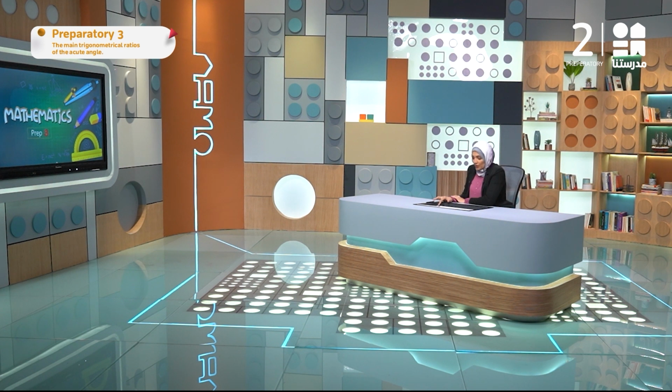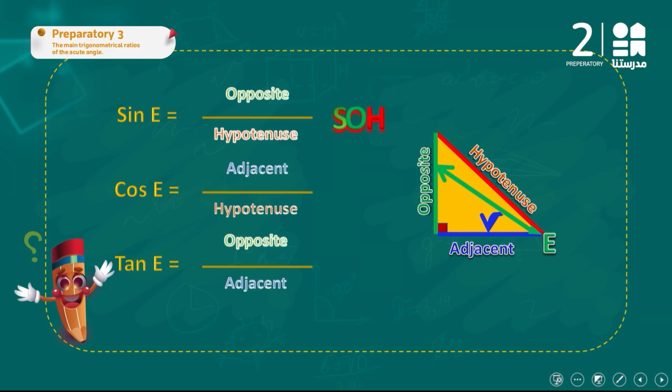Okay, for an abbreviation for you: sine is opposite over hypotenuse, so SOH. Cosine is C, A, and H, adjacent over hypotenuse. And finally tan E is T, O, A, opposite over adjacent. Okay, this is an abbreviation. Never forget about sine, cosine, and tan.